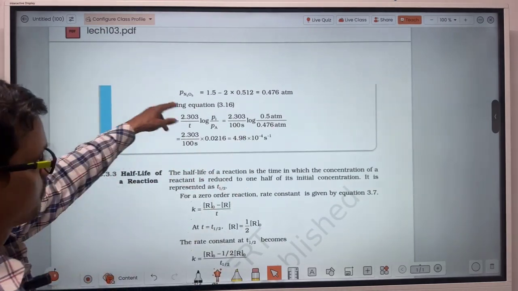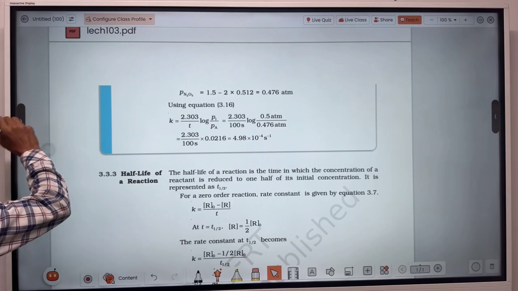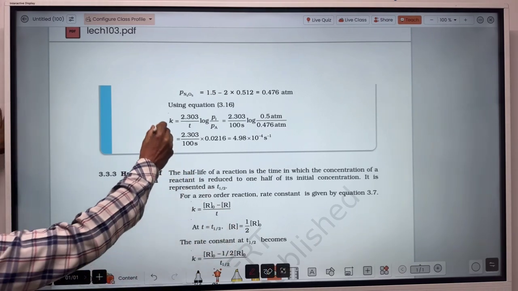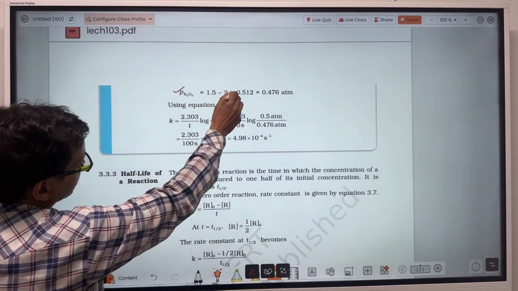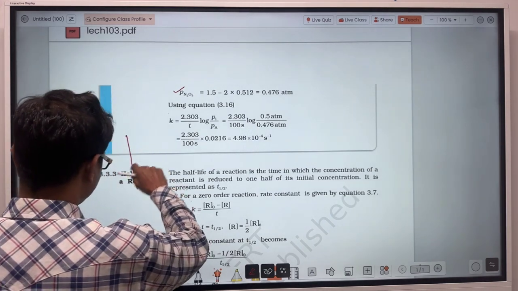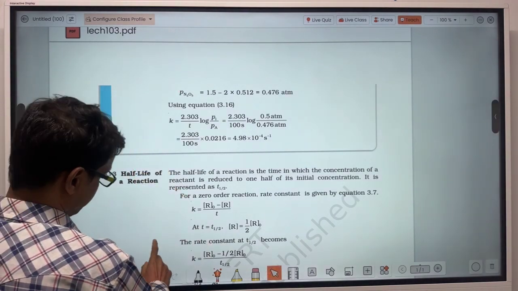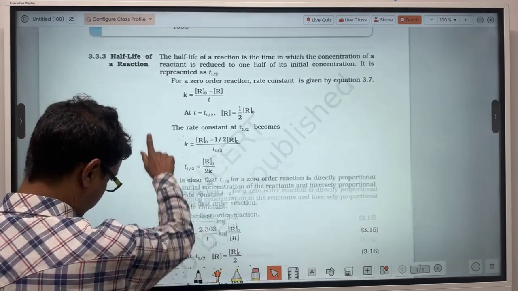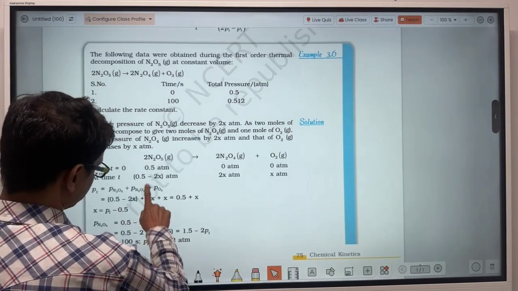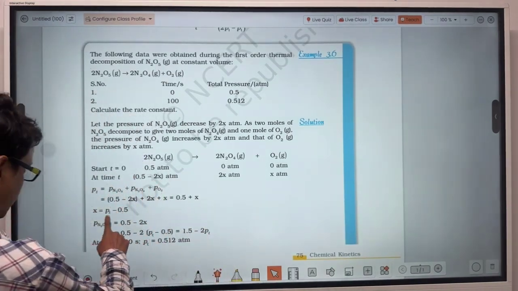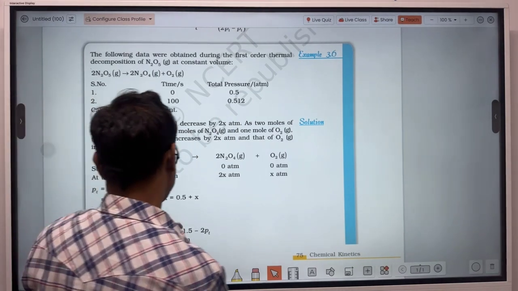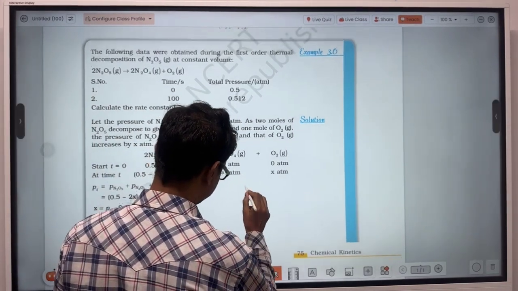So the partial pressure of this one is 0.5, and that x was that much. So 2x will be how much? 2 into that much. So what will be the partial pressure of N2O5? Initial partial pressure was 0.5 and final partial pressure was 0.512. Here you may calculate, the initial partial pressure is 0.5.